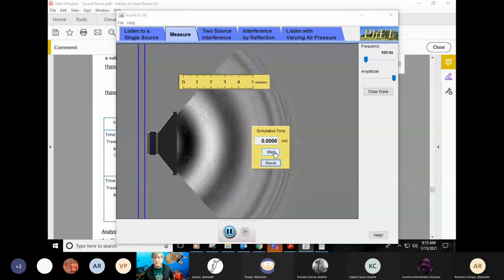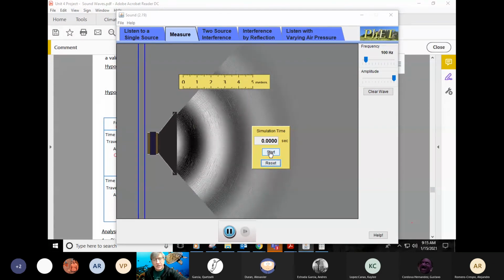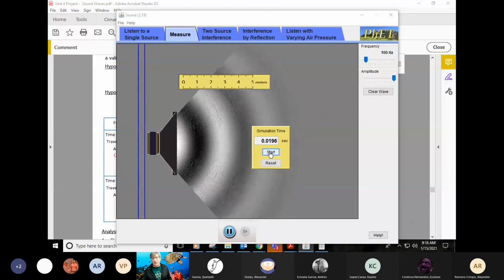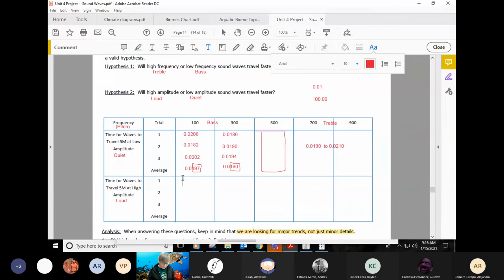Reset the timer. I'm going to watch this wave leave the speaker, and I'm going to follow it with my finger until it hits the 5 meter mark. Here we go. 0.0196. So that's going to come down here now. 0.0196. Trial 1, bass note of 100 hertz, loud amplitude, 0.0196.